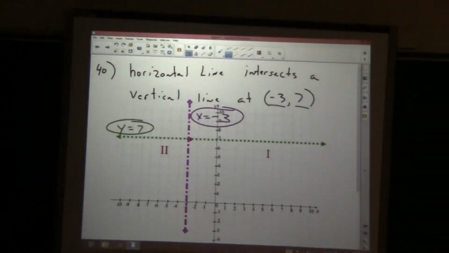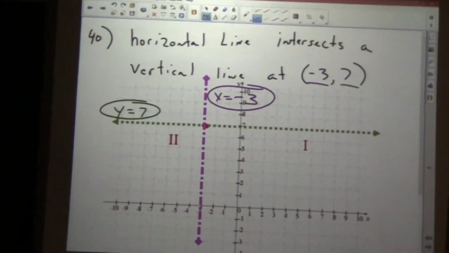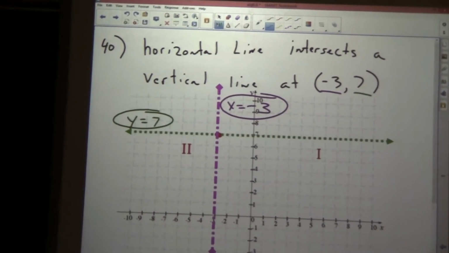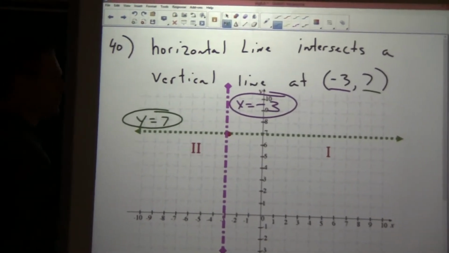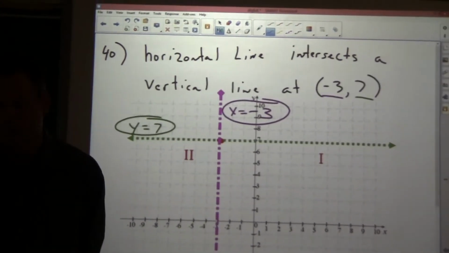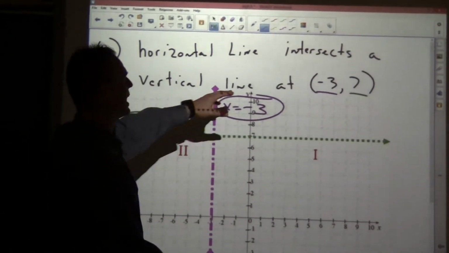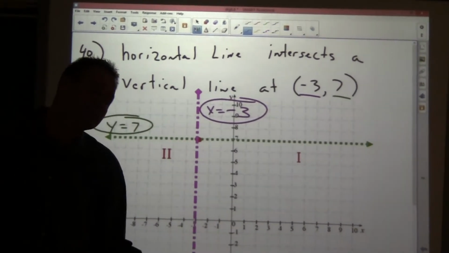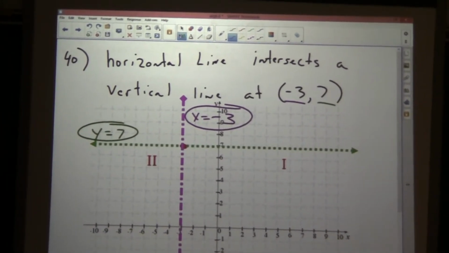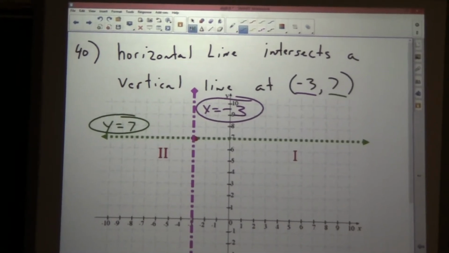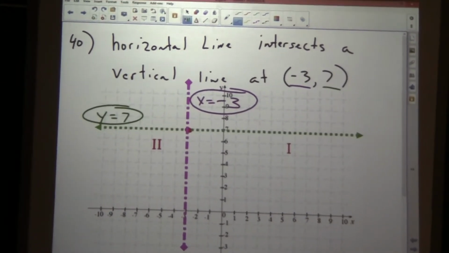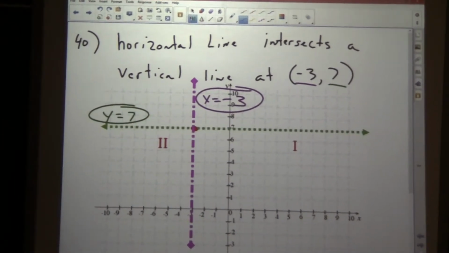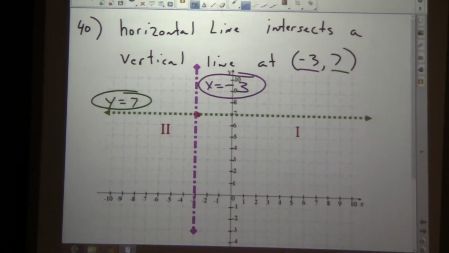How many of you got that one on your own? Again, that's a problem where you just have to think about what they've given you. If you thought about a coordinate plane and where that point lies in space, draw the 2 lines. By looking at horizontal and vertical lines, we should be able to come up with the equation. Y equals the constant, or the y coordinate. X equals the constant, or the x coordinate. Clear? All right.